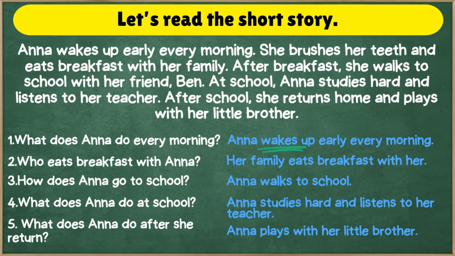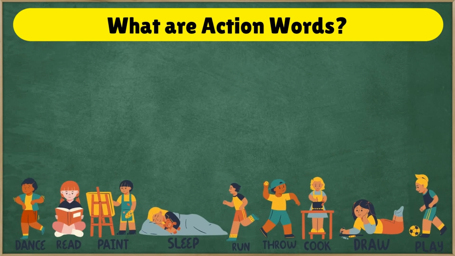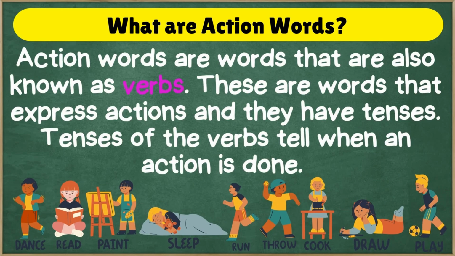Wakes up, eats, walks, studies, listens, and plays are action words. What are action words? Action words are words that are also known as verbs. These are words that express actions, and they have tenses. Tenses of the verbs tell when an action is done. Let us find out what are the different tenses of verbs.